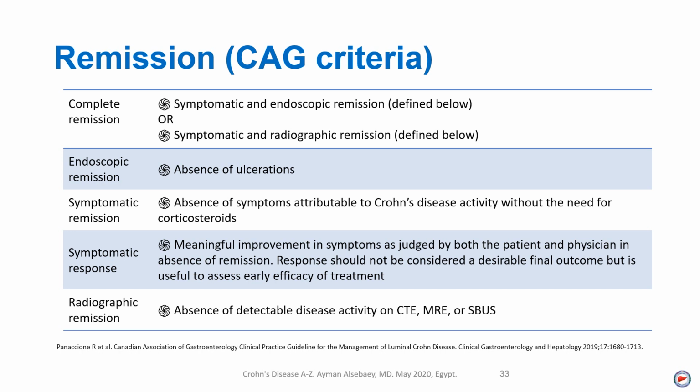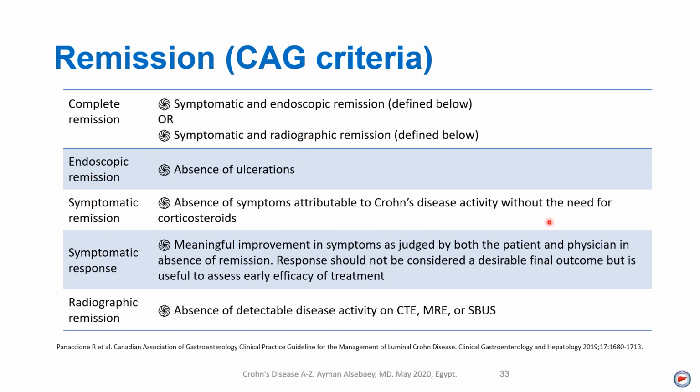What is the definition of remission? The Canadian Association of Gastroenterology, CAG, have put criteria for remission in Crohn's disease patients. Okay? The Canadian Association said that remission is defined as symptomatic remission plus either endoscopic remission or radiological remission. Again, remission, it is symptomatic remission plus either endoscopic or radiological remission.